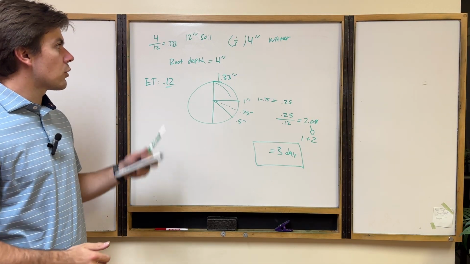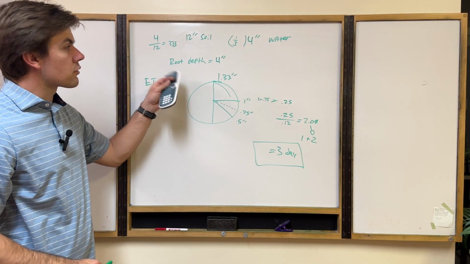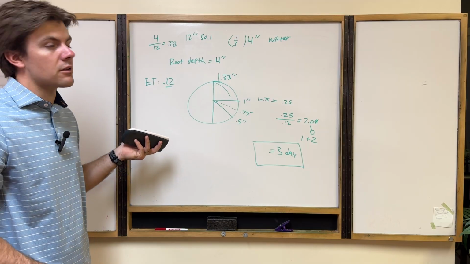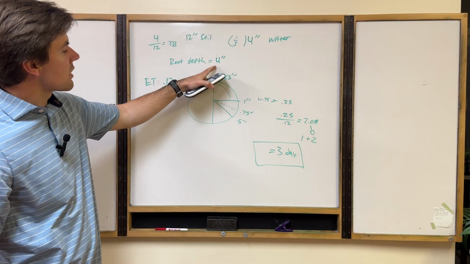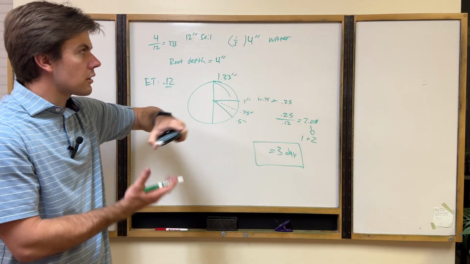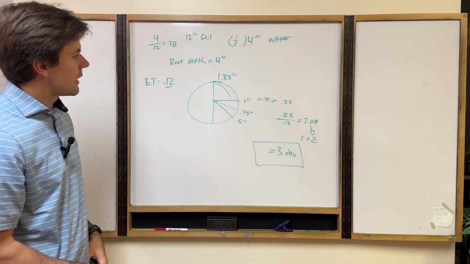So it is important to pay attention to the root depth, because anything below the root depth, you're not going to be able to get to your plant, so you can't calculate that as part of your irrigation schedule. So pay attention to that number. Pay attention if they give you values per foot of soil. And yeah, that's it.